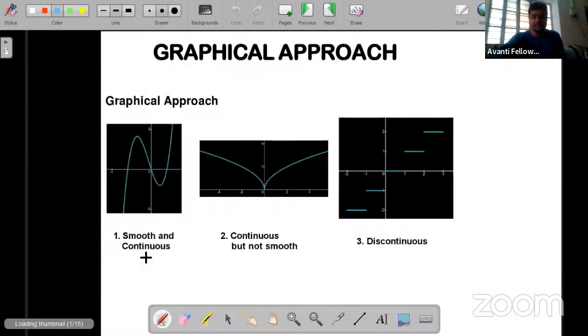In this session we'll talk about the graphical approach. We have learned so many methods in continuity and differentiability for checking whether a function is continuous or not. I think you know the basic understanding of continuity. We'll also discuss this, but first let's discuss the graphical approach. So there are three kinds of graphs I have made. First, you can see the first graph is smooth as well as continuous. Here you can see we have drawn like this.